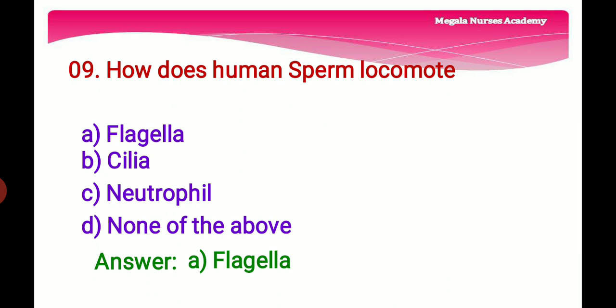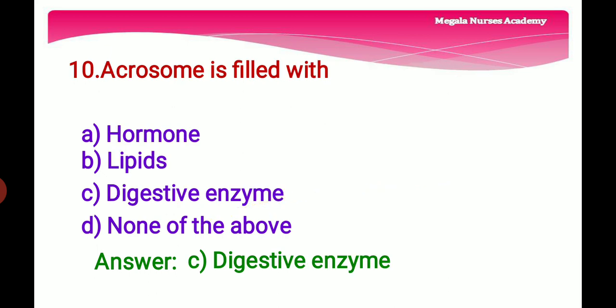So the right answer is option A, flagella. Because sperms swim by means of a prominent flagellum composed of a core of microtubules. So the right answer is option A, flagella. How does human sperm locomote? Option A, flagella.